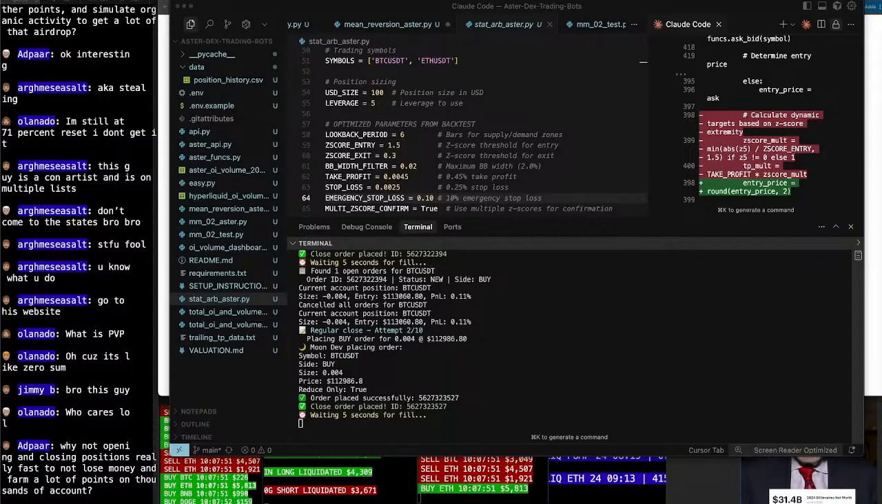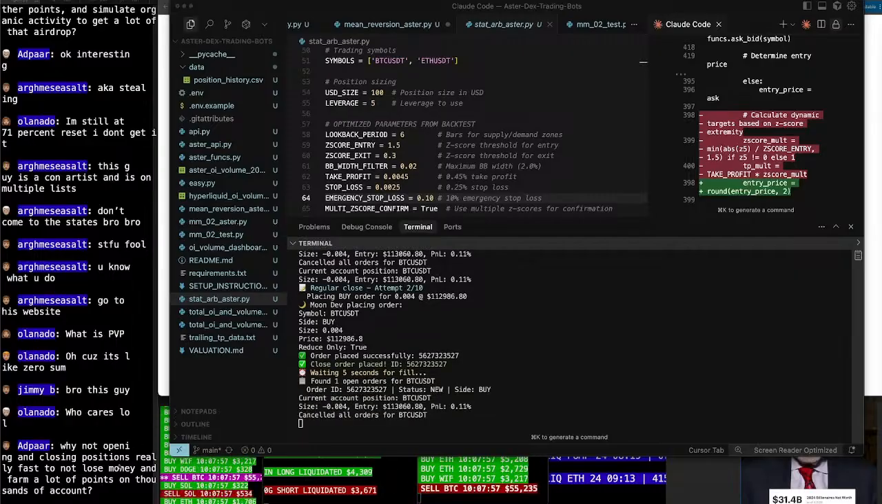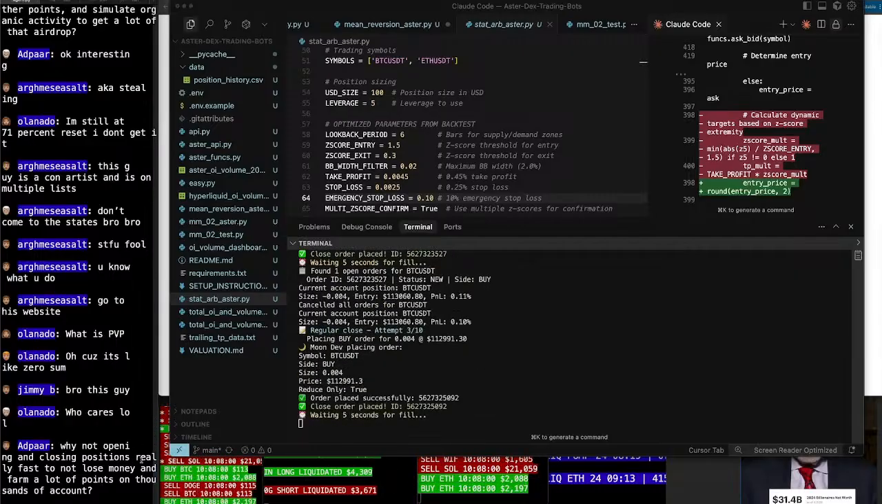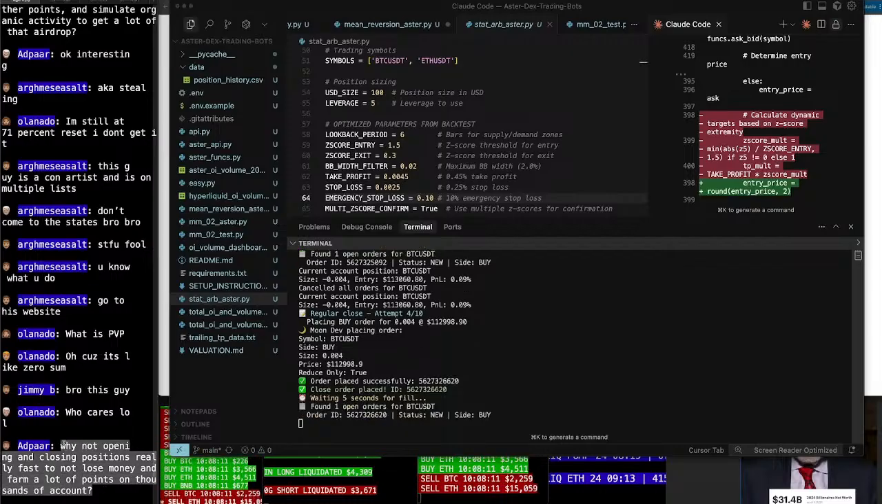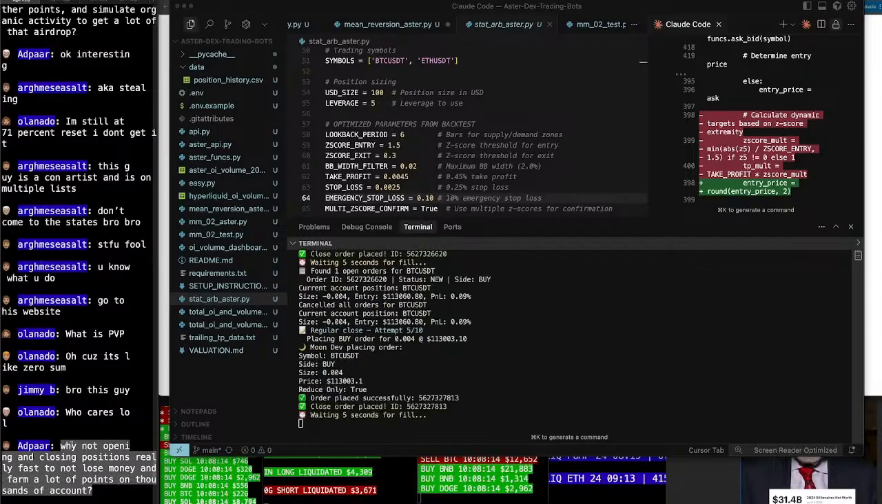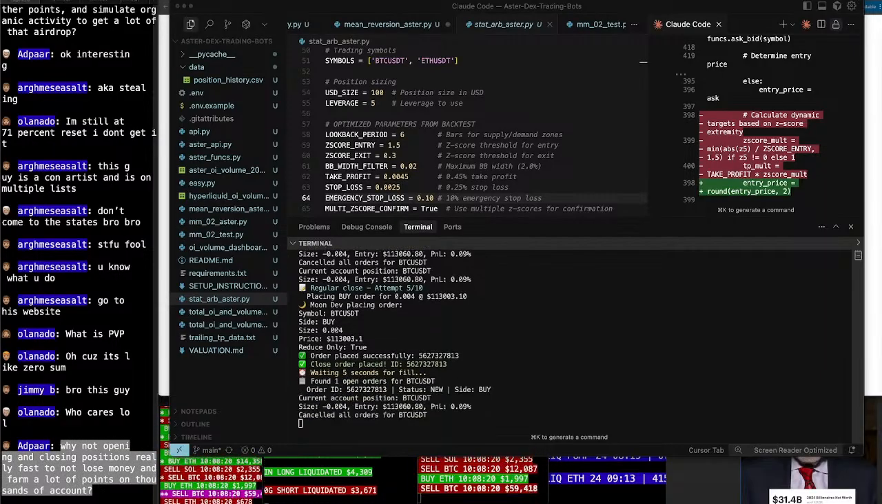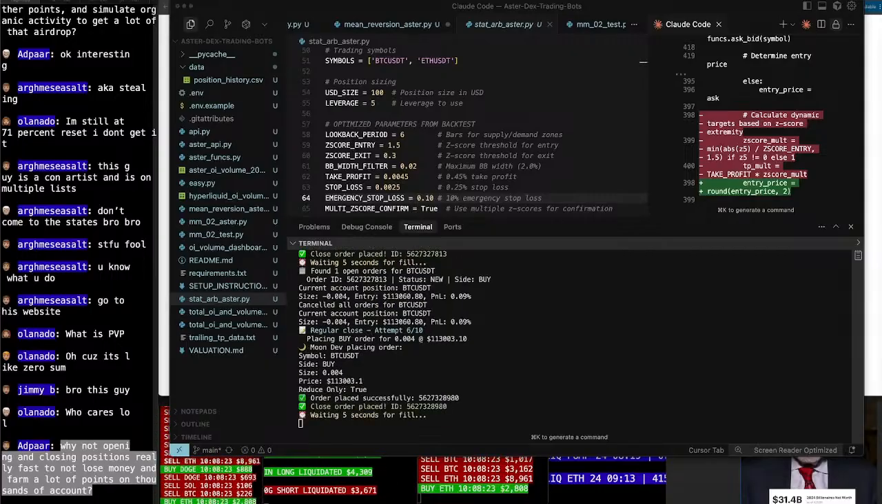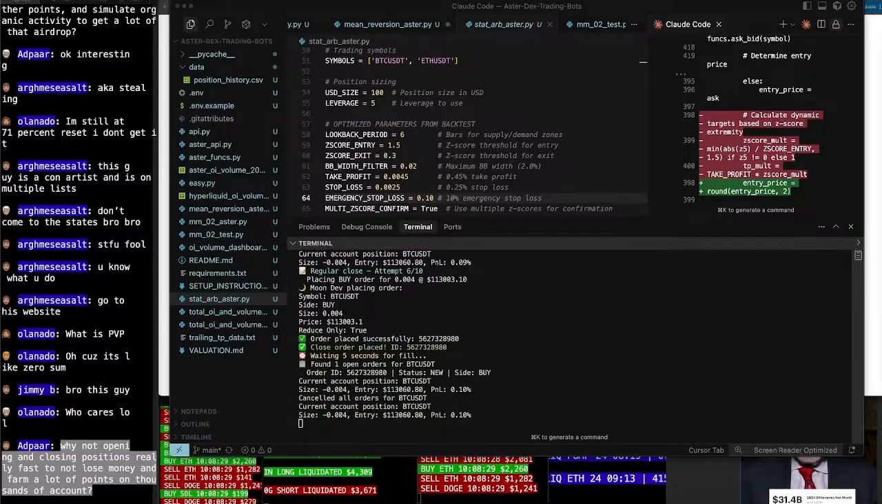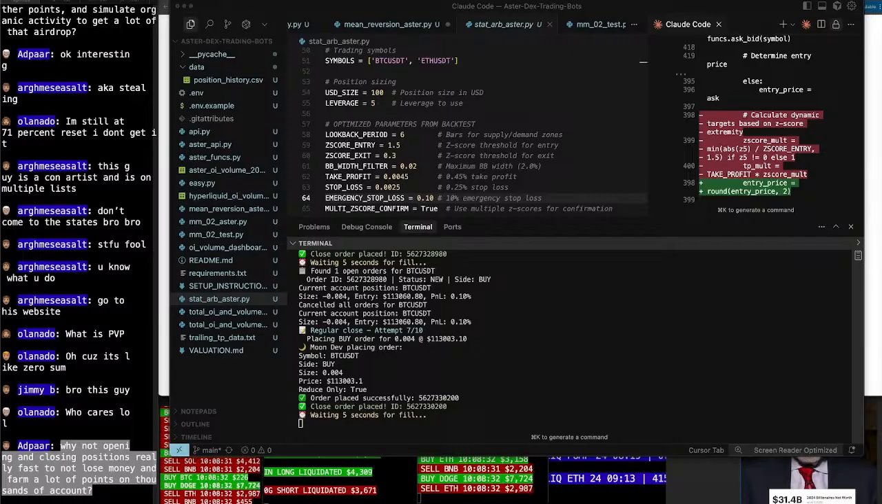Why not open and close positions really fast to not lose money and farm a lot of points on thousands of accounts? That's wash trading, and they say you can't wash trade. Wash trading is just opening positions and closing positions real fast. You will lose a lot of money in fees doing that as well. In theory, it's a good idea. That being said, you'll probably get flagged for wash trading and you'll lose a lot of money on fees. So I would rather build profitable trading bots, or at least close to profitable. We'll see for these intradays. Again, I'm usually on a longer time frame. I think it's much easier to trade on a longer time frame.